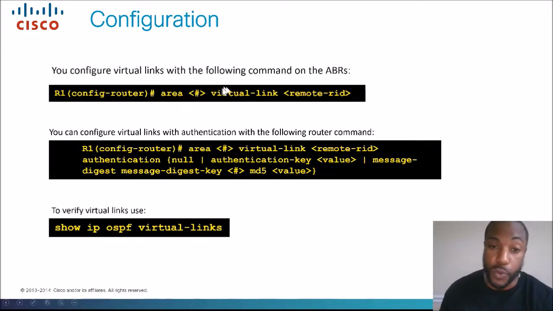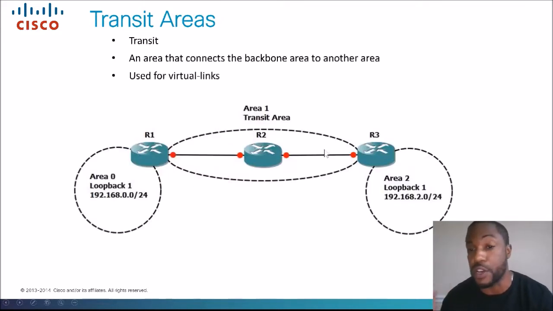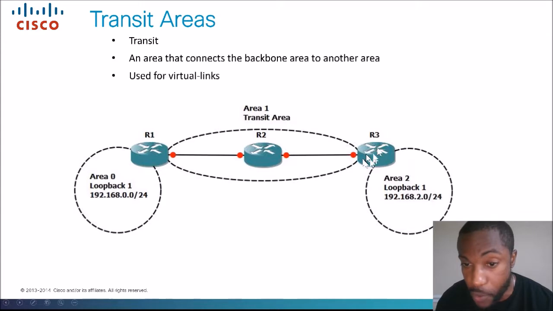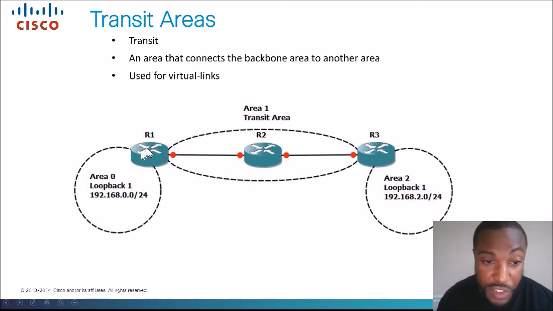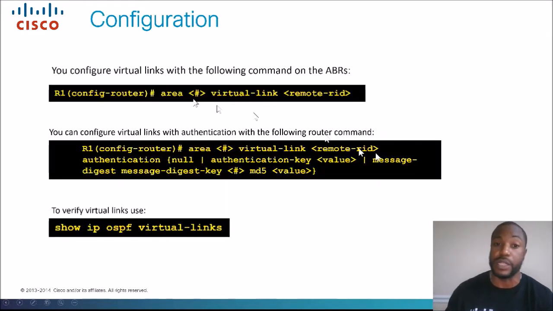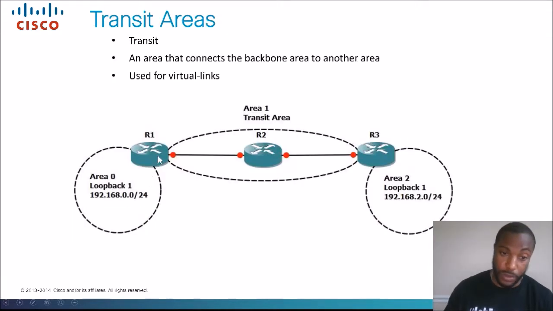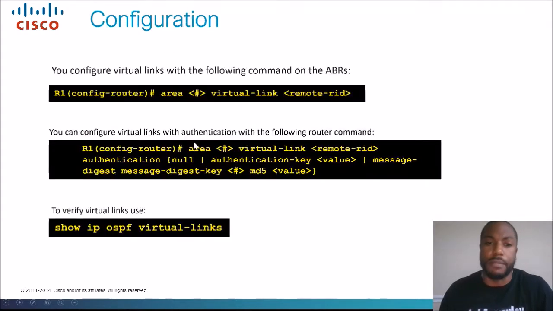Here are the configuration commands to configure the virtual links. You configure virtual links with the following command on the ABR. So if you look at this, remember what ABRs are, right? Area border router. So this router borders an area, that router borders an area. So we must configure the virtual link on those routers using this command. We do area number, virtual-link, and then the remote ID. So for this one, the remote ID would be router 3's router ID. And when we put the command over here, we put the remote ID as router 1. I believe. I don't think it's router 2. I believe it's router 1. We'll double check because I haven't really gone through this lab.